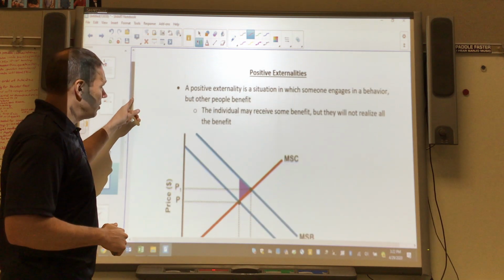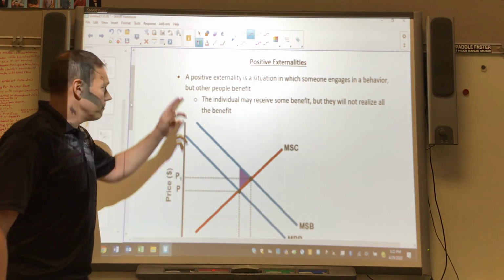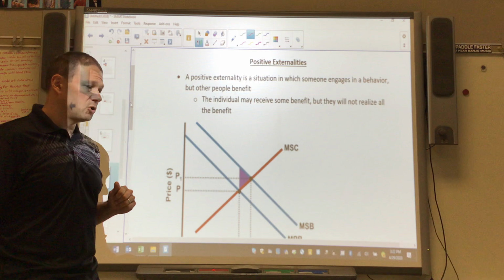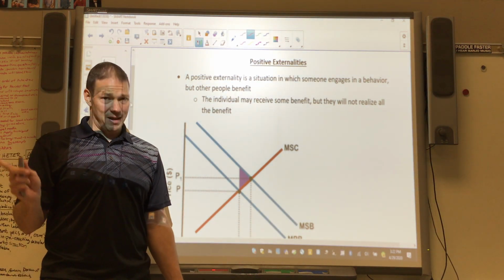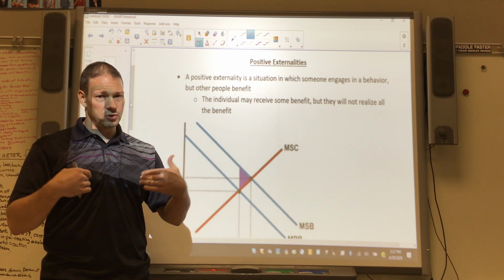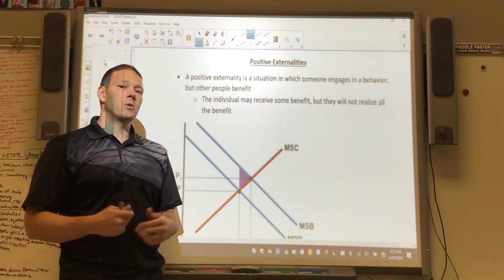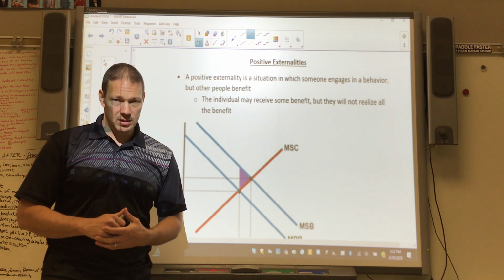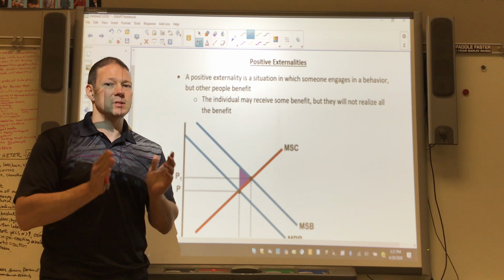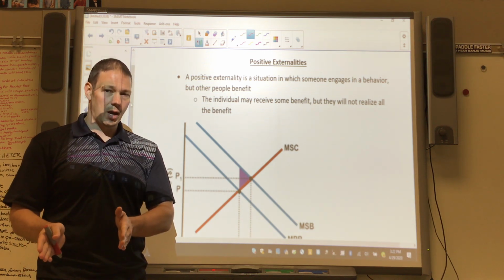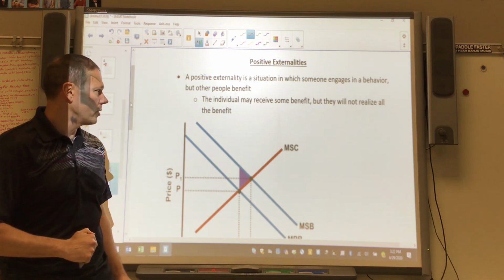Next up are externalities, two types of externalities, positive and negative. Positive externality is a situation where someone engages in a behavior, but somebody else benefits. Now it's not to say the person who engages in it doesn't benefit. They may receive some benefit. The key is they don't receive all of the benefit. Positive externality, the key here, it's a difference in benefits. I always remember that because benefits are positive. We like benefits, so it's a positive externality.